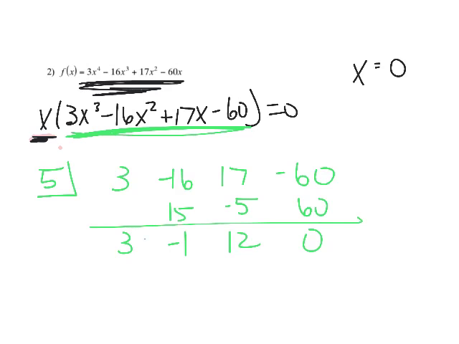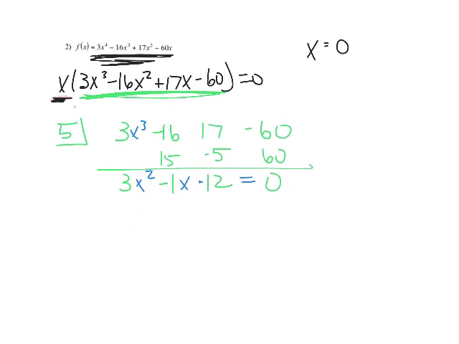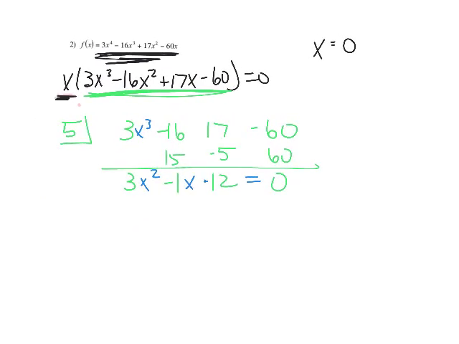So then you've got 3x squared, because remember, this was x cubed. So 3x squared minus 1x plus 12 equals 0. All right, so that is not going to factor. I need my pen back. There we go. So I'm going to do the quadratic formula.